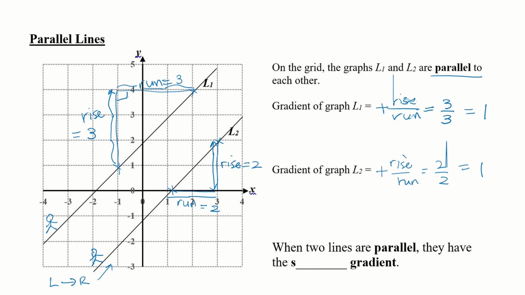So when two lines are parallel, like this L1 and L2, they have the same gradient. Alright, so we stop here for now. I'll continue part 2 in a while.